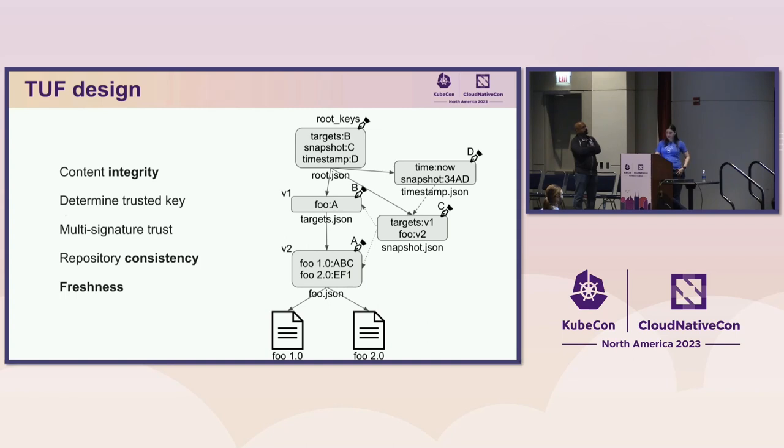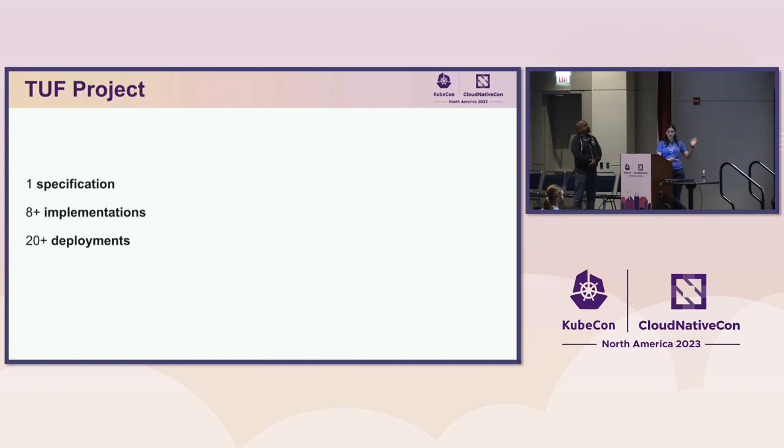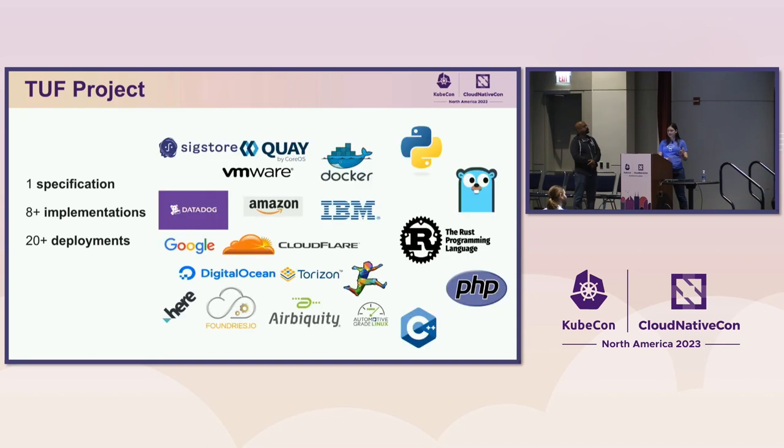The TUF project is this one specification that describes all that stuff I just talked about in a lot more detail, as well as the implementations in a variety of different languages, including Python, Go, Rust, et cetera, and more than 20 deployments by different companies and open source organizations, a few of whom are on this slide here.